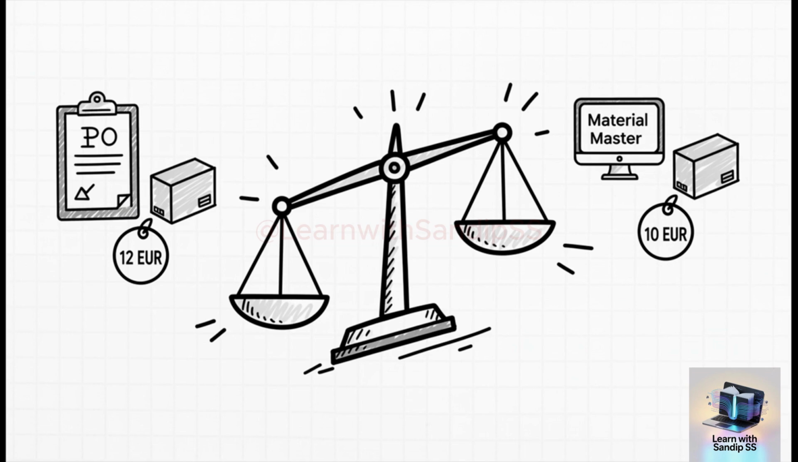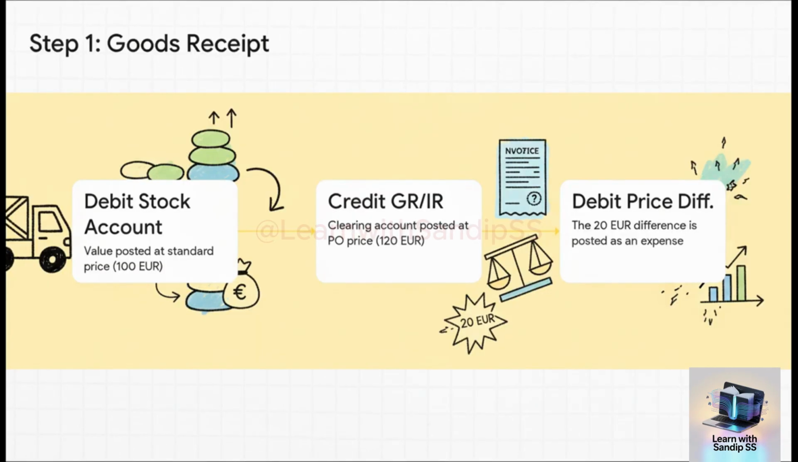Now, this little difference between the PO price and the standard price, it's going to be important, so keep an eye on it. Okay, the truck arrives, we post the goods receipt, and boom, instantly the system makes 3 automatic postings. First, it debits our inventory stock account. But look, it's only by the standard price value.